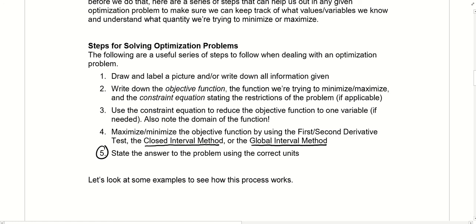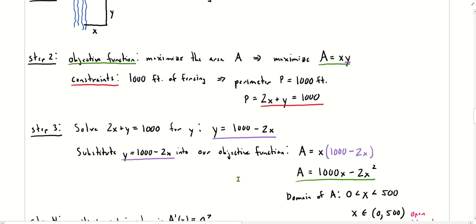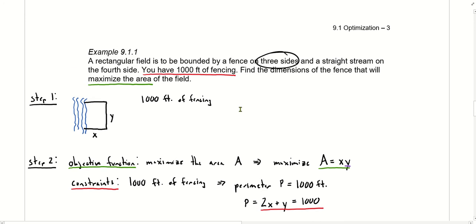Sometimes the question wants the optimized value, like the maximum area you can attain, or the minimum volume you can attain, or whatever you're trying to maximize or minimize. Sometimes the problem wants the dimensions that would give you that maximum or minimum. So let's take a look at this question again and see what we want. We don't actually want the maximized area. We want the dimensions of the fence that will maximize the area.